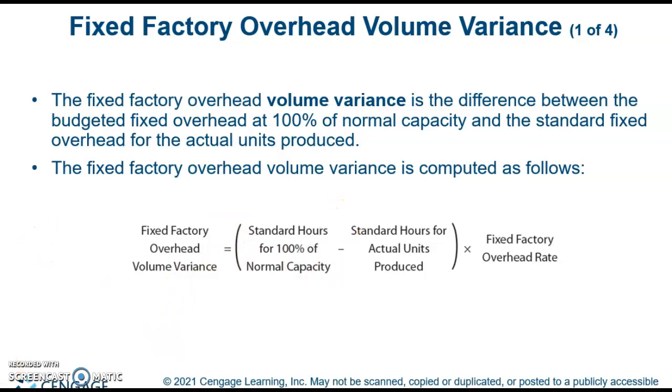Okay, so that was variable, and now we're going to look at fixed. So the fixed factory overhead volume variance is the difference between the budgeted fixed overhead at 100% of normal capacity and the standard fixed overhead for the actual units produced.